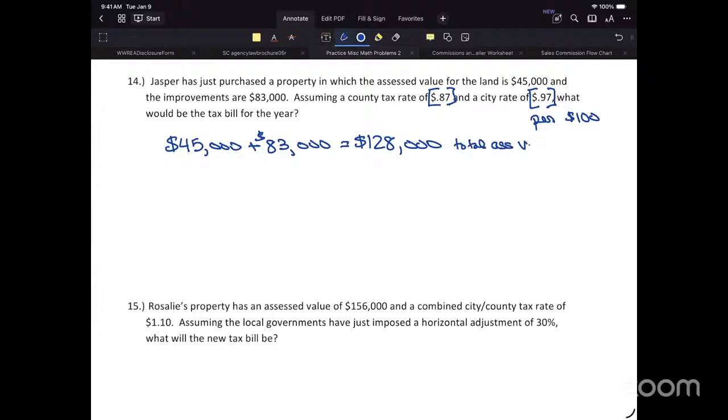And I call that the ass value. Just because I like doing that. Just because I like saying those words together.